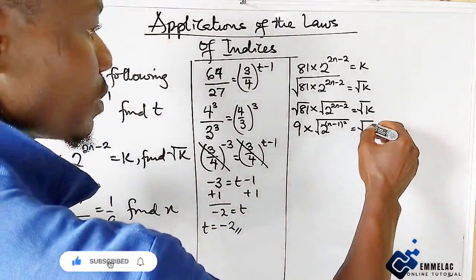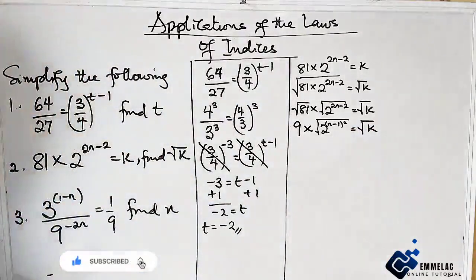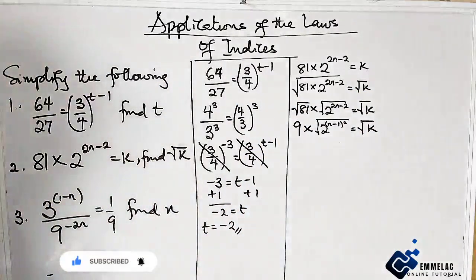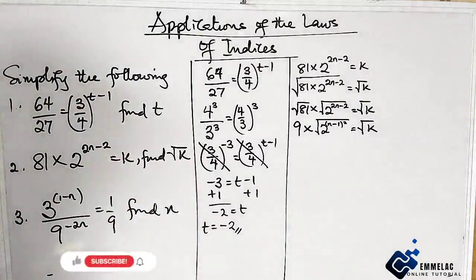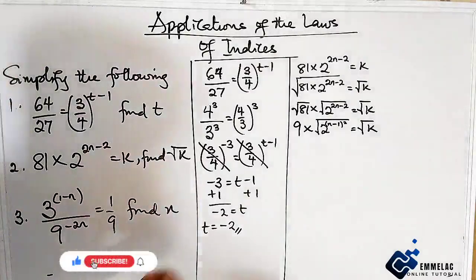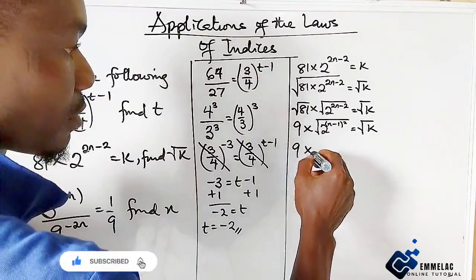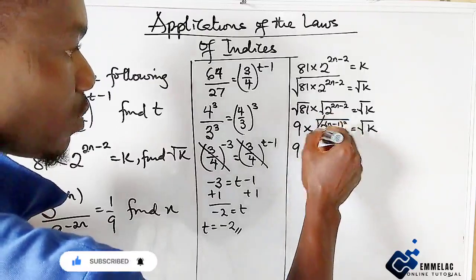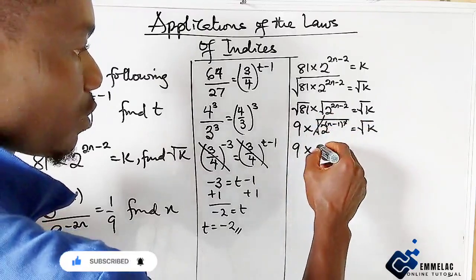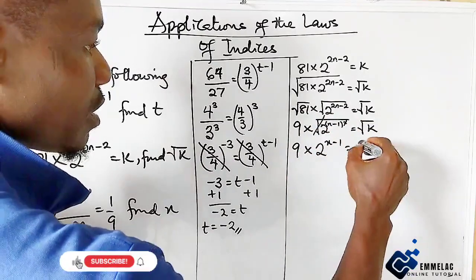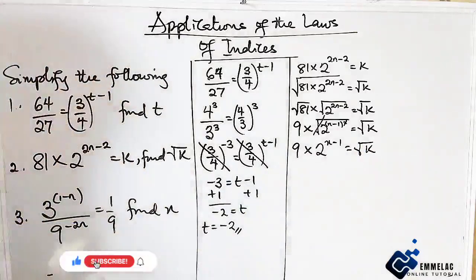So to this effect, we can now see the square root of what? K. Take note, we are actually looking for the positive value, so that is why I did not include the plus or minus. As such, we can now say 9 times, now the square root here we cancel, so we're left with 2 raised to the power of n minus 1, which is the value for the square root of k.